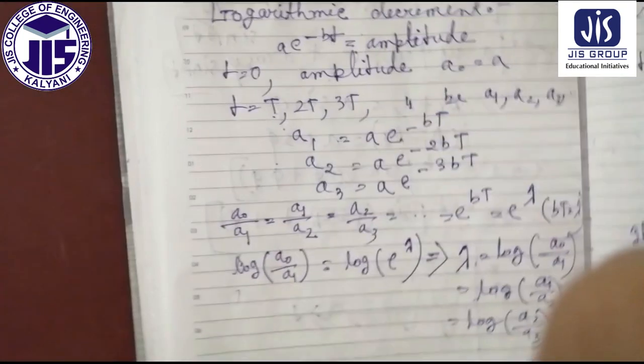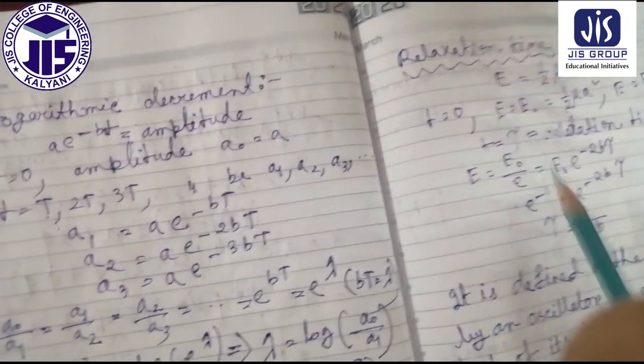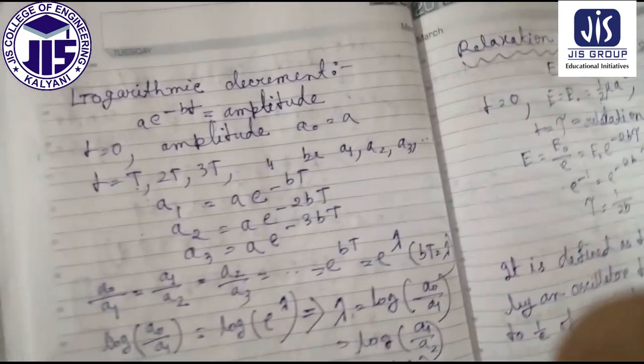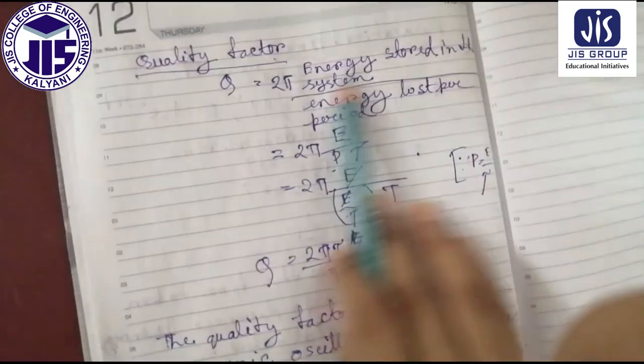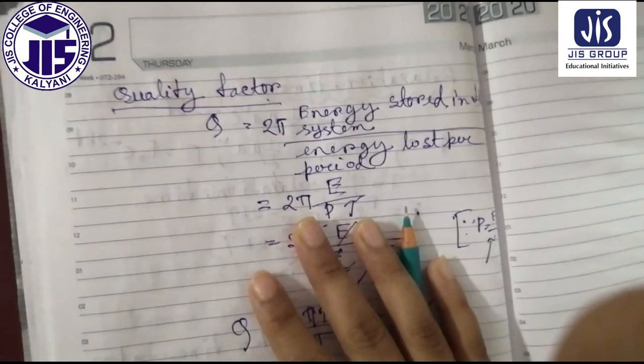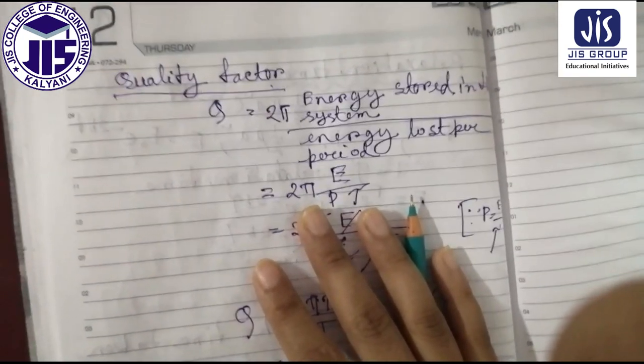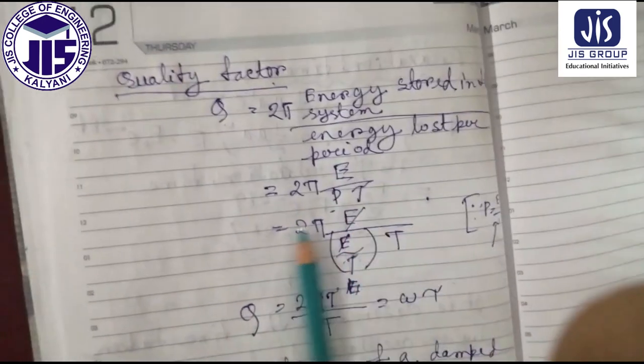So thus we can get the logarithmic decrement, then we can get relaxation time tau equal to 1 by 2b, then we can get the quality factor. So this is about the total damped vibration. All these topics we have to know well. Thank you for today.